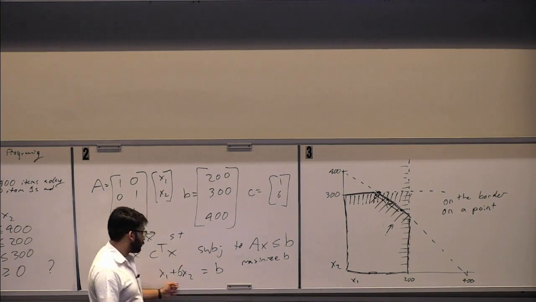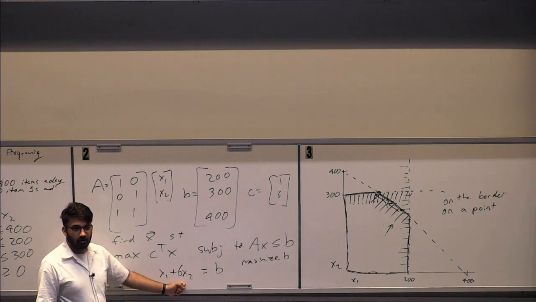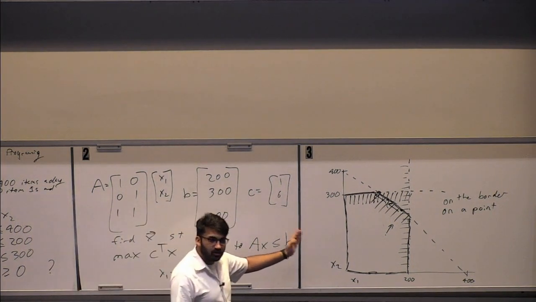What if instead of x1 plus x2, it was x1 plus 100 x2? Or like 1,000 x1 plus x2. You know, something like this. That'll change where it is.